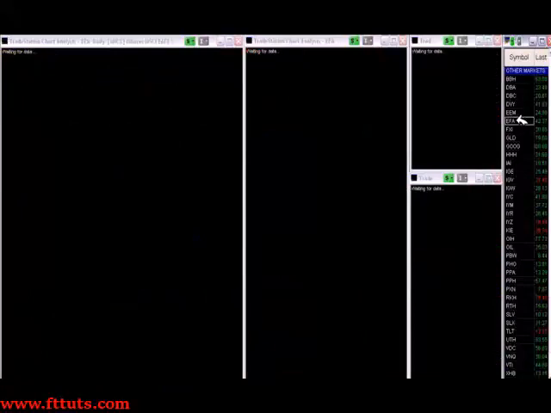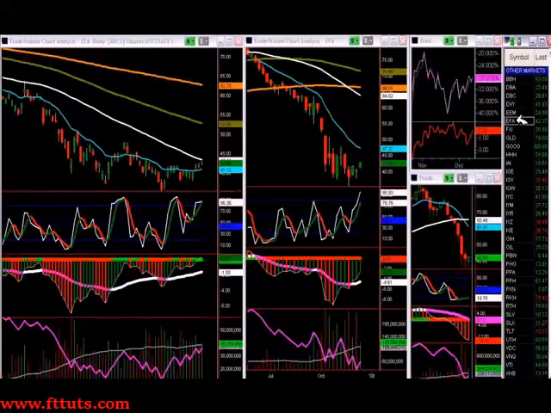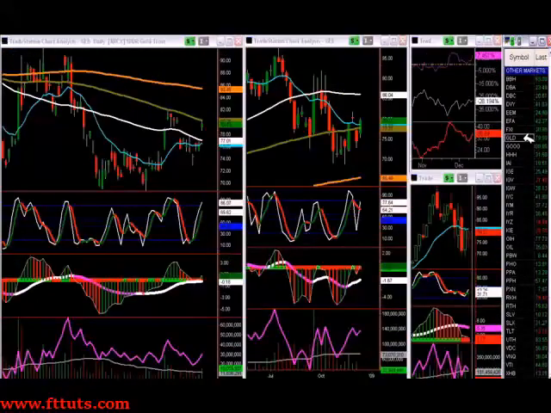Okay, EFA, that's international markets. It's caught up. It's pretty much tracking. Yeah, it's pretty equivalent. Let's go down to gold. And gold is definitely outperforming now.